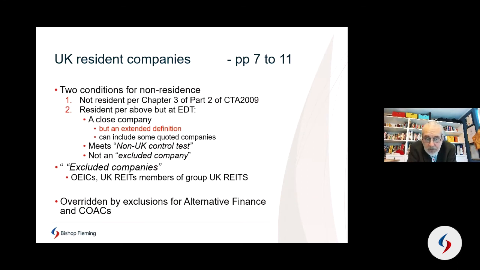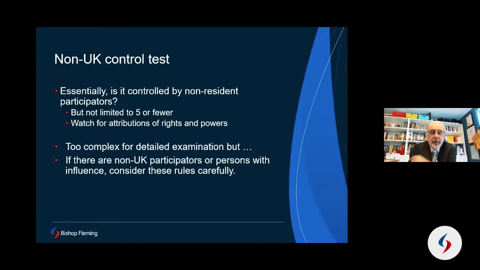Some phrases in there we've got to explain. Excluded companies means OEICs, UK REITs, and members of UK REITs, basically investment companies of various different sorts. And there's different treatment for COAIs, another form of investment company. But the most important part of this test is the non-UK control test. Now, I've oversimplified this because it's complicated and it's really outside the scope of this course.